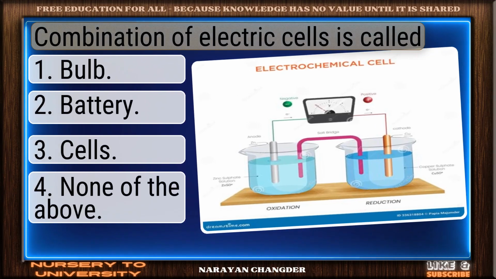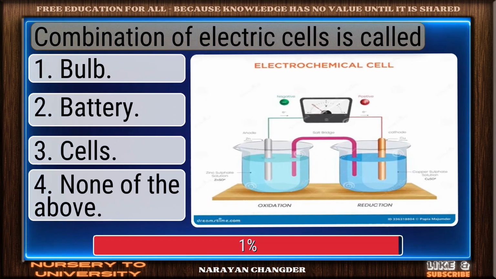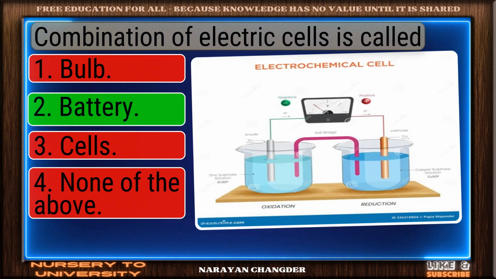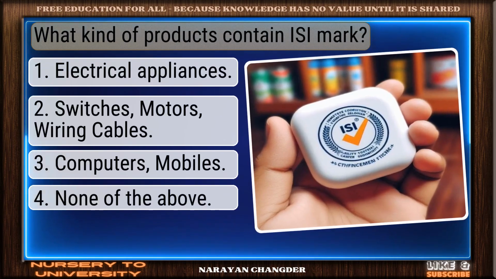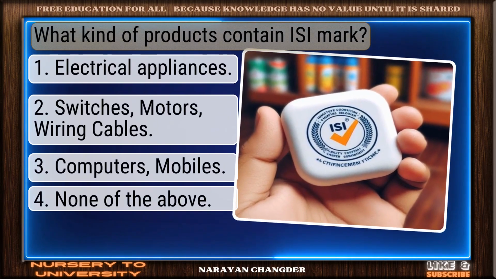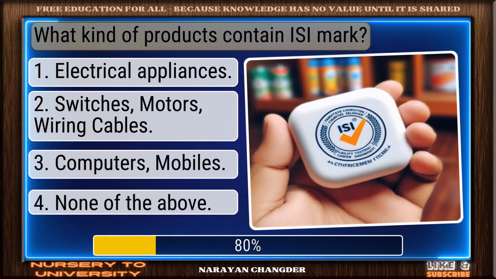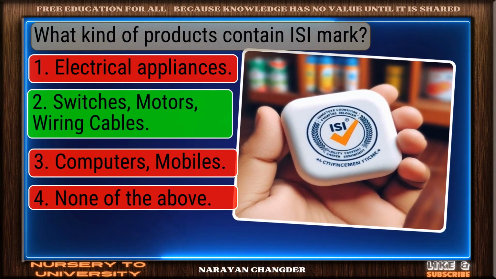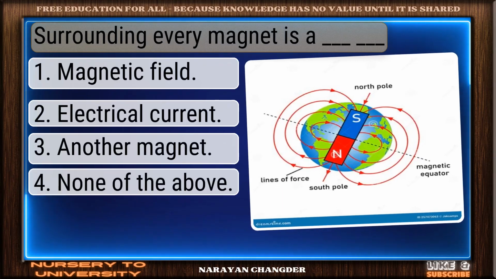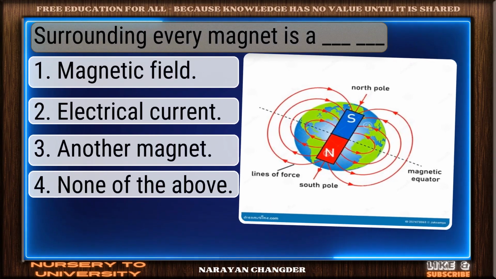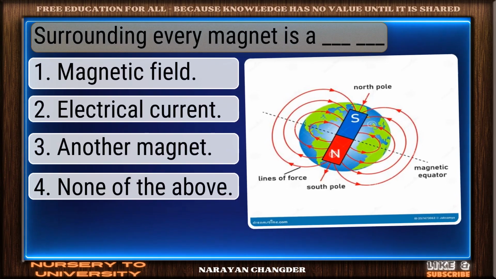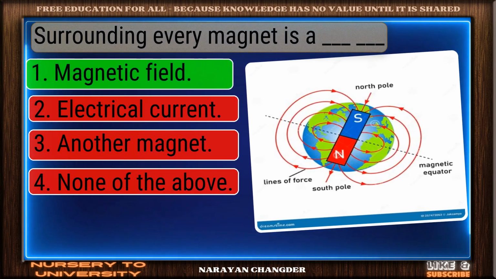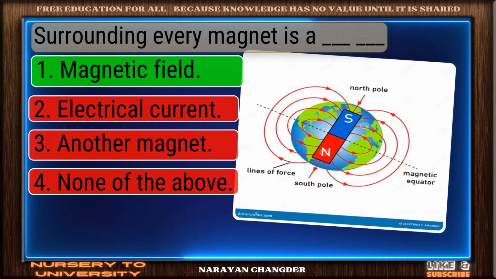Question number 144. Combination of electric cells is called. Good thinking. Battery is the right answer. Question number 145. What kind of products contain ISI mark? Nice selection. Switches, motors, wiring cables is the correct and valid answer. Question number 146. Surrounding every magnet is a dash dash. Well picked. Magnetic field is the correct answer.